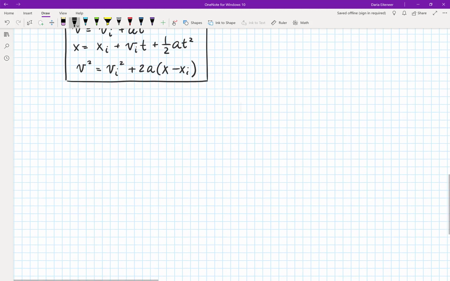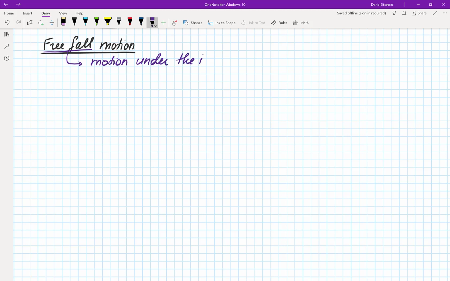Now, one particular kind of one-dimensional kinematics is called free fall motion. The word free fall can be written as one word, two words, or hyphenated, entirely your choice. The term free fall specifically represents motion under the influence of force of gravity only.